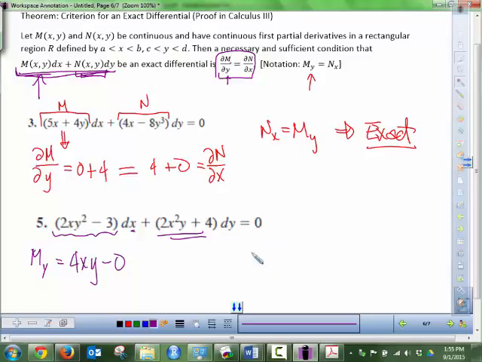Now let's take our N, our other expression. Now we need to take the derivative of that opposite of this differential y, so the derivative with respect to x. With respect to x, 2x squared y, what's the derivative of that, treating y as a constant? 4xy, and then we have another constant there. The derivative of a constant is 0. So in this case, they do equal each other again. So this also is exact.